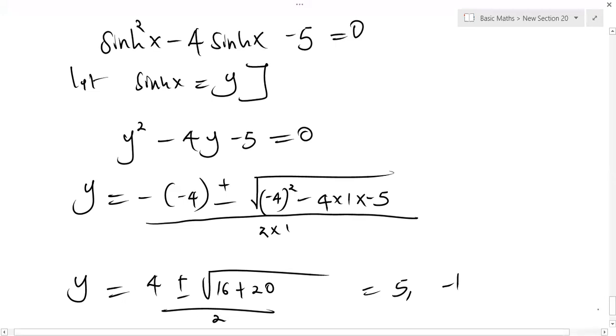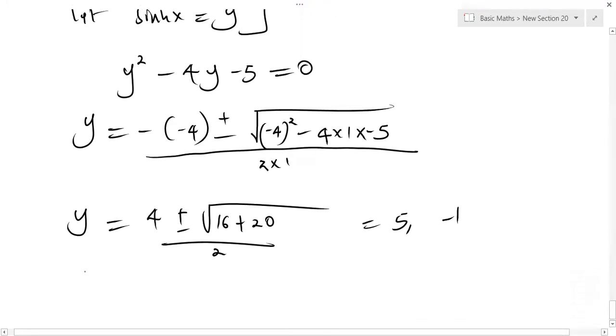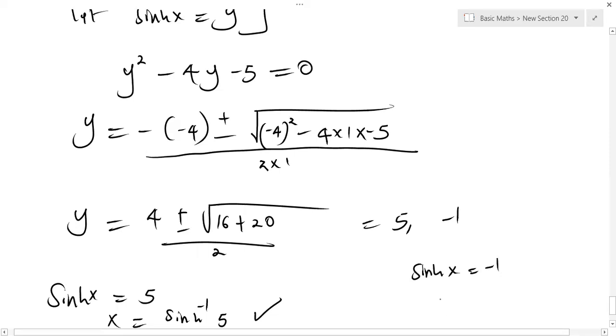Sinh of x is equal to y. So sinh x is equal to, let's start with 5. Then we go ahead and get x, which is sinh inverse of 5. Just press that in the calculator. And then sinh of x is equal to minus 1, so x will be equal to sinh inverse of minus 1. Press that in the calculator, then you get your answers.